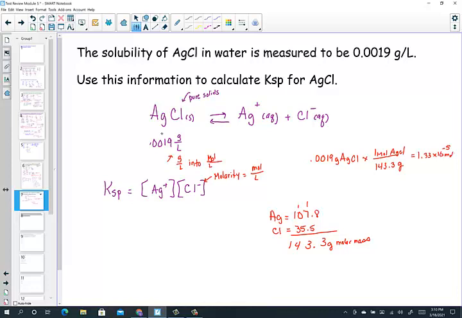So just thinking about what we just did, I converted grams per liter into moles per liter with just a little mole map problem. 0.0019 grams is equivalent to saying 1.33 times 10 to the negative 5th moles. And now that I can see we have an equal distribution of silver ion and chloride ion, this will dissociate into equal amounts. Those simply become the same number over here.